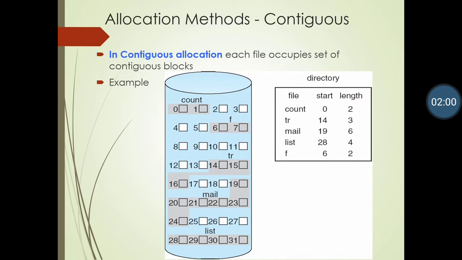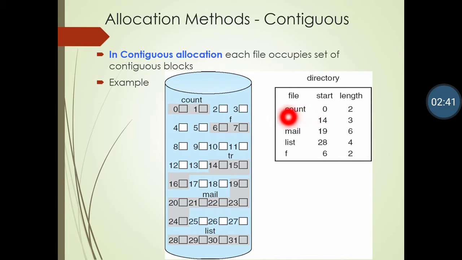The first one is the contiguous allocation method, also called the sequential allocation method. In the contiguous allocation method, each file occupies a set of contiguous blocks. For example, there are 5 files, and all these 5 files are stored in a disk. Assume there is a disk which contains 32 blocks in total, blocks 0 to 31. This directory structure contains 5 files.